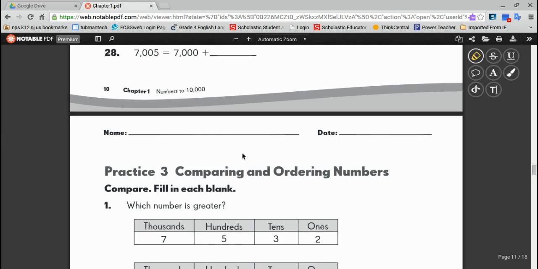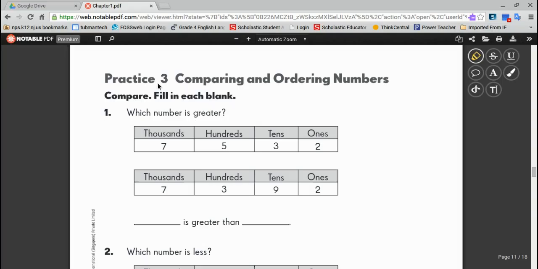This is page 11. Practice 3. Comparing and ordering numbers. It says here, compare. Fill in each blank. Which number is greater? So let's look at our keyword. Our keyword is greater, and we know that greater means bigger. So we're looking for the number that is, of course, bigger. So I'm going to highlight that word right now, greater.